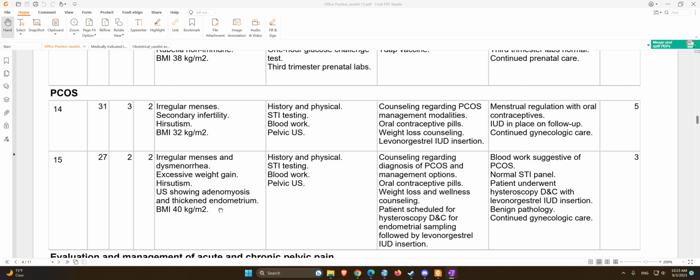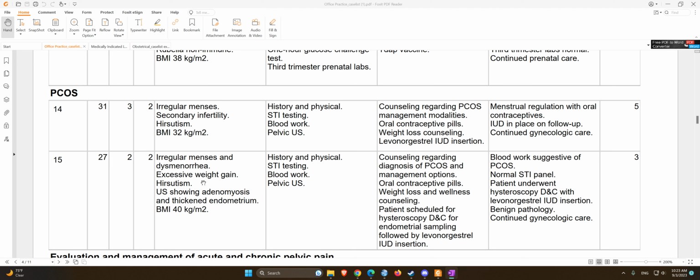So I did counsel her about her management options, and one of them was to perform a hysteroscopy D&C in the operating room under anesthesia. And while the patient was also going to be under anesthesia, she did not mind the idea, or she wanted to get a levonorgestrel IUD inserted to minimize her symptoms of pelvic discomfort during the insertion in the office.